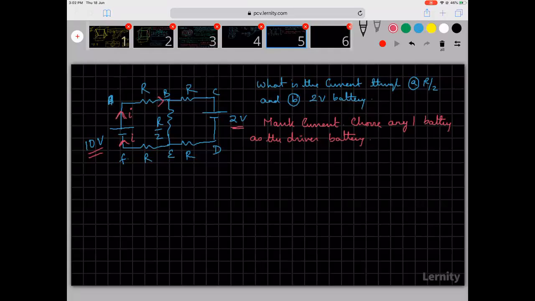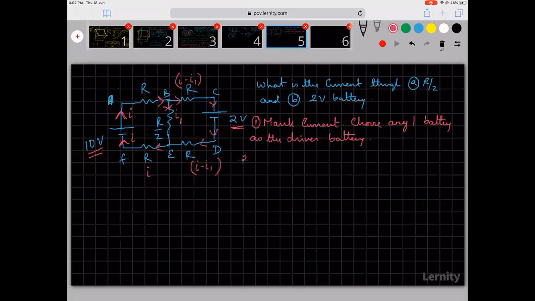Now current has reached this junction. When current has reached this junction, I will assume I1 is going this side, and so I minus I1 is here. Here I minus I1 continues, and then again here it becomes I. So choose one driver battery. That is the first step.